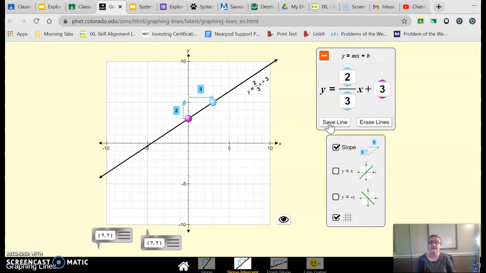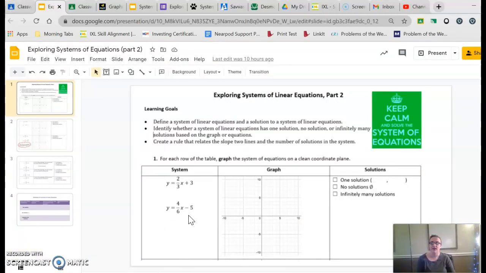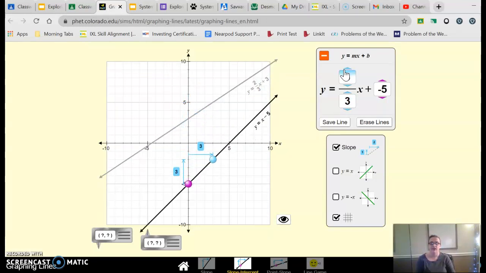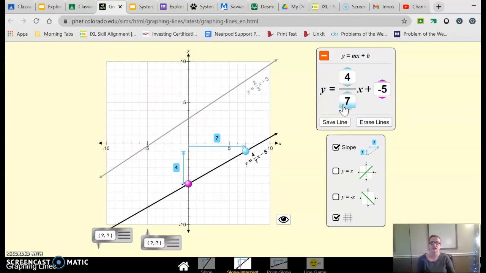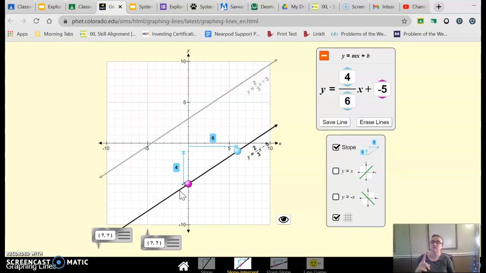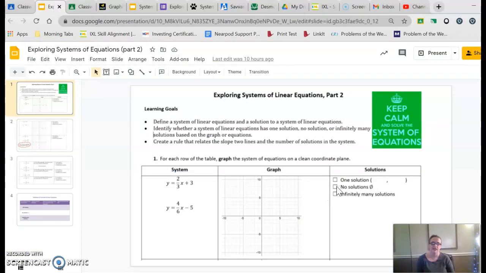Then I would save that line and then go back and look at this next one, 4/6 x minus 5. So I would want to make a new line, minus 5, change this to 4, 6. Okay, now I have these lines. I can go ahead and paste it here and decide, does this system of equations shown have one solution, no solutions, or infinite solutions? So once I find that out, I can check it. If it has one solution, tell me what that solution is. Otherwise, just check, hey, there's no solution, or there's infinitely many solutions.